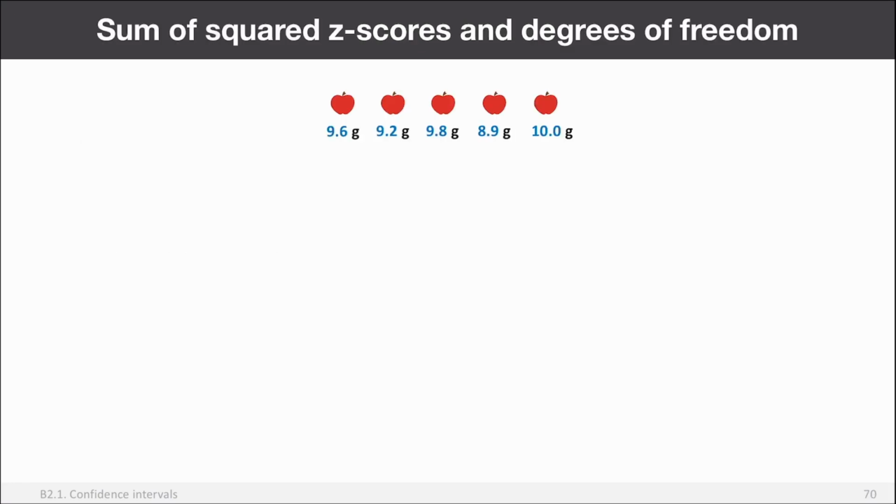All right, so let's recall our case with 5 apples taken from a large population. Let's pretend that the population average is known and the population standard deviation is known. In this case, it's 9.4 and sigma will be 0.25. Remember, this is how we compute z-scores.